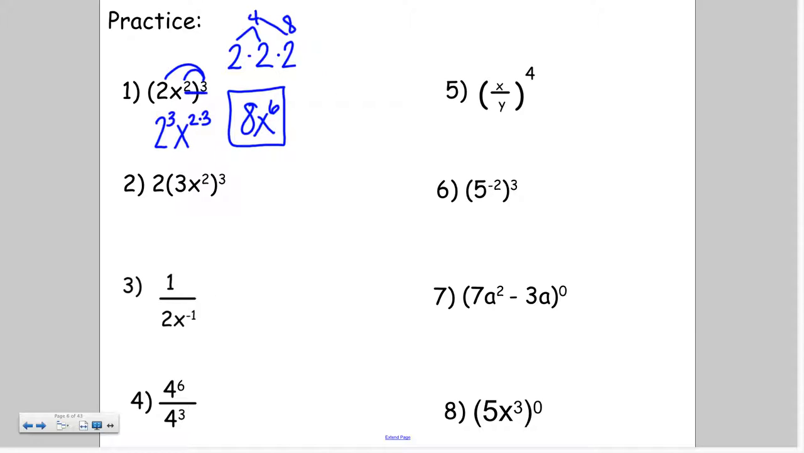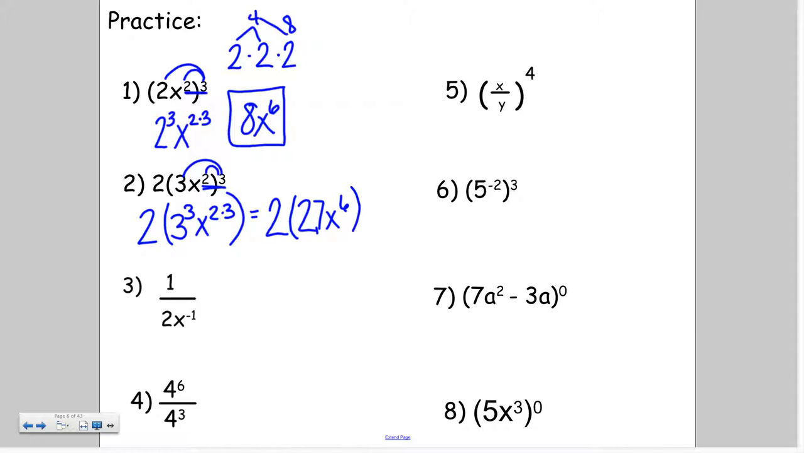All right, number 2. I'm distributing to everything in the parentheses. So my 2 stays on the outside. Then I have 3 cubed. I have a power to a power, so I'm going to multiply again. Now, I'm going to get 2 times 3 cubed, which is 27, and that's x to the 6th. If I wanted to simplify this out, I would have 54 x to the 6th. Okay?